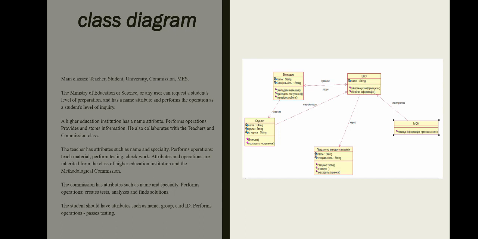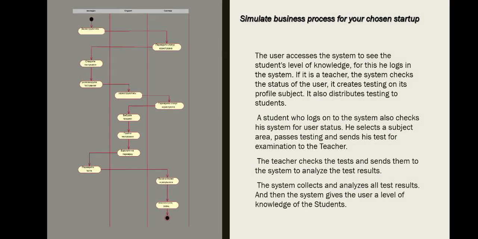The teacher has attributes such as name and specialty, and performs operations: teach material, perform testing, check work. Attributes and operations are inherited from the class of higher education institution and the methodological commission. The commission has attributes such as name and specialty, and performs operations: creates tests, analyzes and finds solutions. The student has attributes such as name, group, card ID, and performs operations: passes testing.